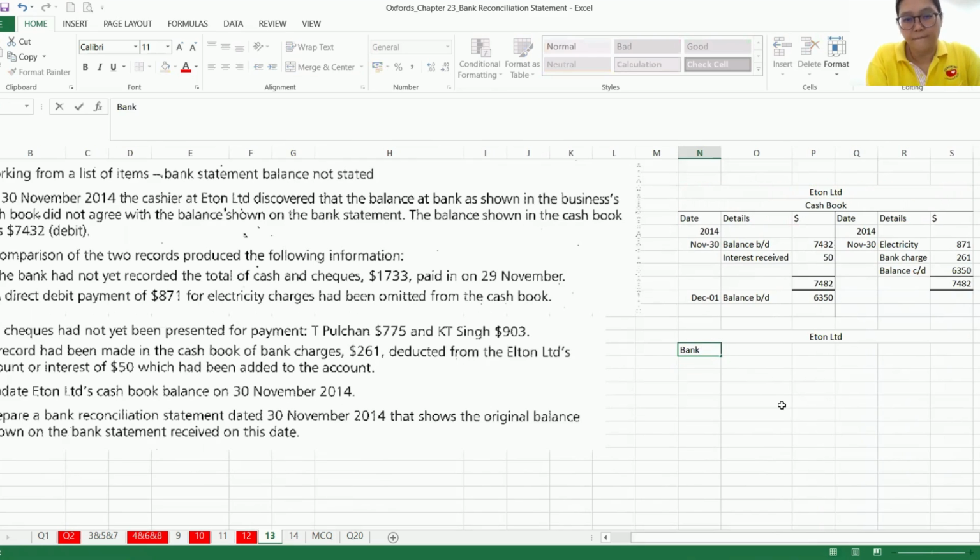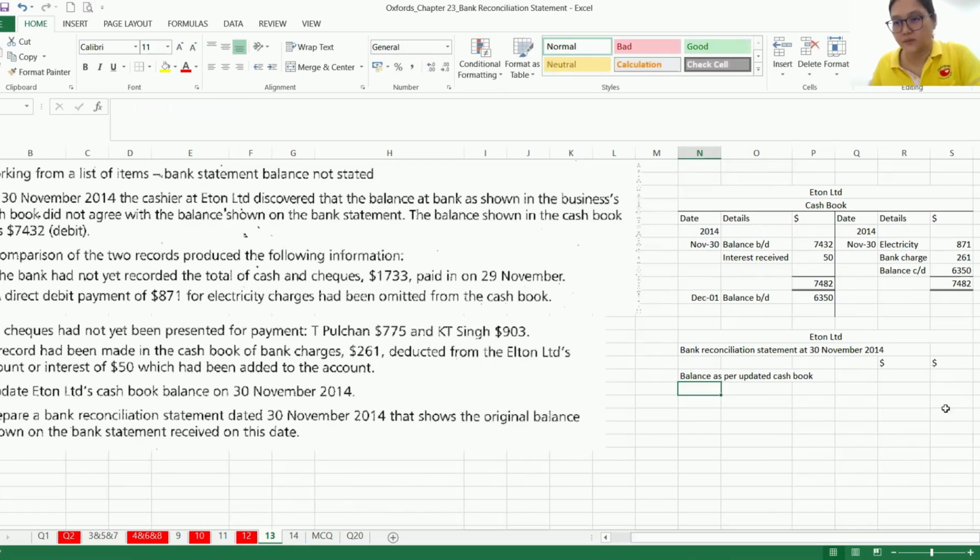Bank reconciliation statement at 30th November 2014. Okay, two columns. Balance as per updated cash book, which is that we have the debit balance 6350.